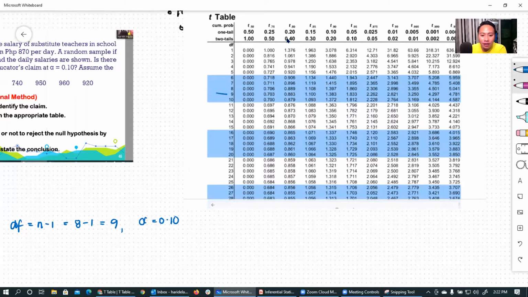So we have here. And then it's a one-tailed test, so we should be focusing on this one here. And then the alpha is 0.10. So along the one-tailed test, we're going to look for 0.10. Where are you? Here. This is the one. And then we're going to look at the intersection of 0.10 under one-tailed test and the 9 degrees of freedom. So the critical value is 1.383.